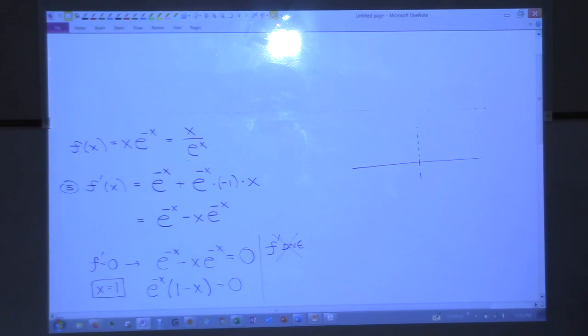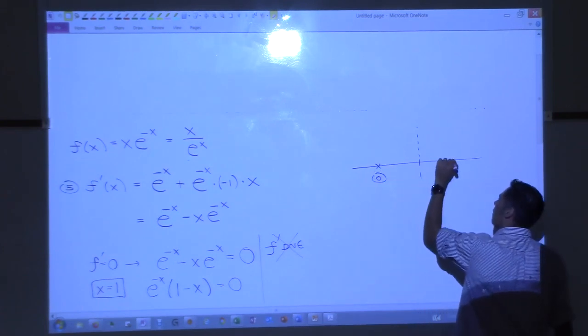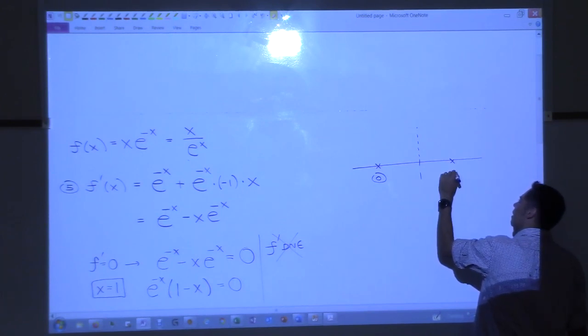And now I pick some test points. One to the left, one to the right. I'm going to go with 0 and 5.